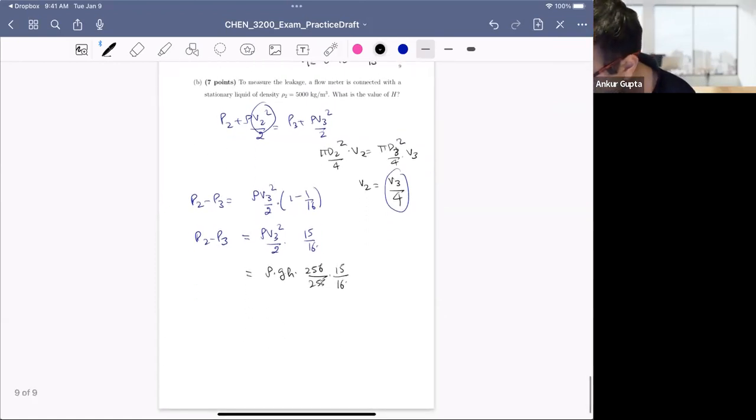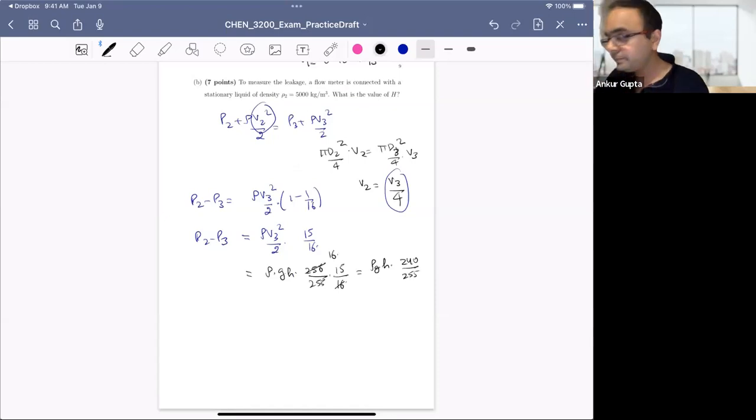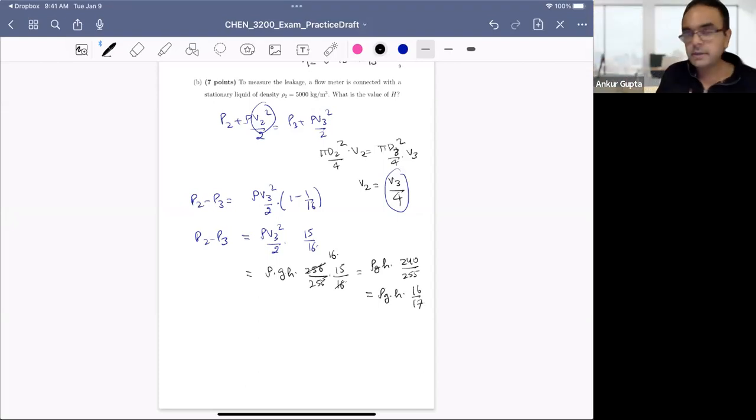So it's almost close to 1. So this is 16. This is rho GH times 240 by 255. This is 48 by 51, so 16 by 17. So this is rho GH times 16 by 17. I believe that's correct. Okay. So this is P2 minus P3. This is the value I have in terms of rho GH.